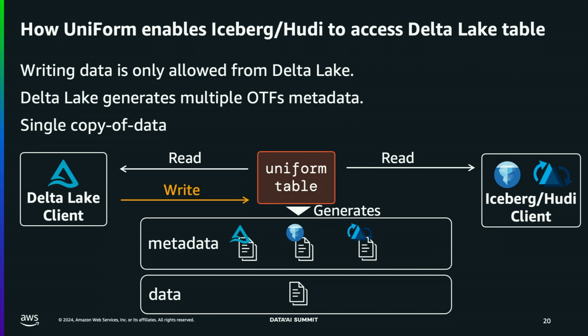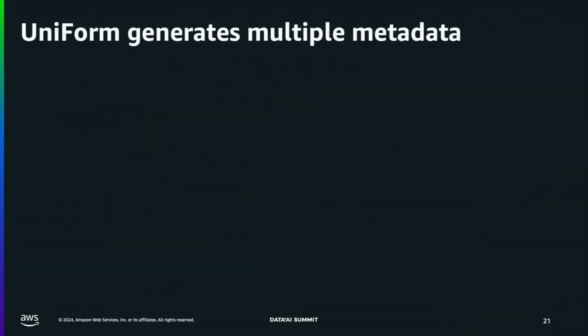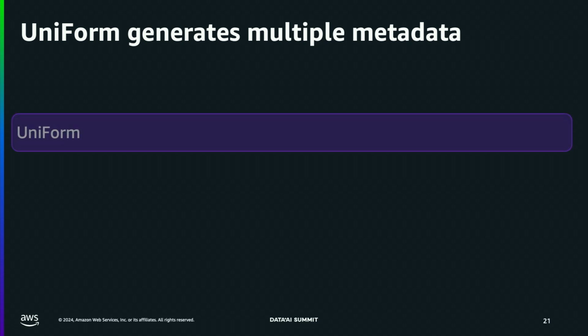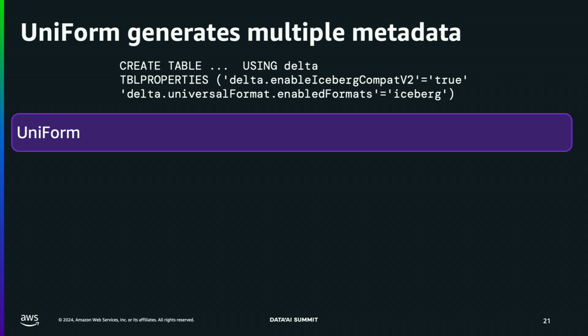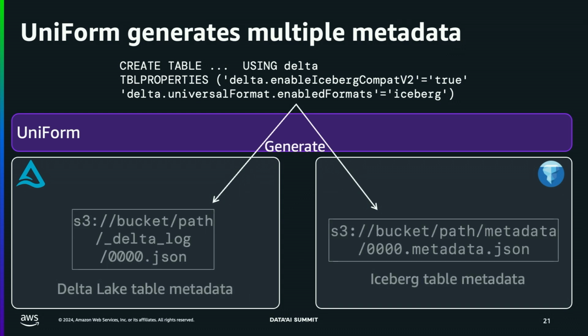For writing data, Delta Lake doesn't duplicate records for different table formats. So each format's metadata points to the same data. This is the overview of the UniForm mechanism. Next, let me show you more details of how UniForm generates multiple metadata. To show the details of UniForm, let me focus on Delta Lake and Iceberg. You create a Delta Lake table with UniForm like this query. Then Delta Lake generates two table format metadata like this. The left one is Delta Lake metadata, and the right one is Iceberg table metadata.